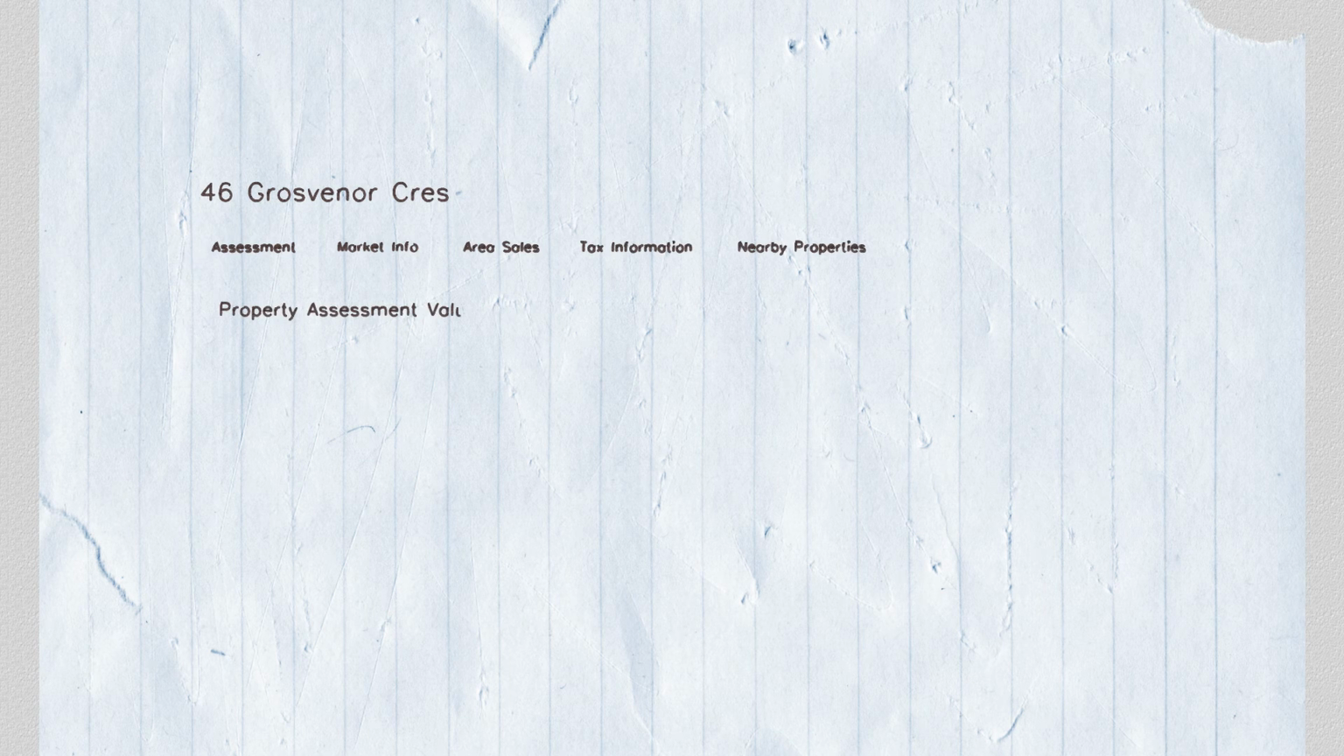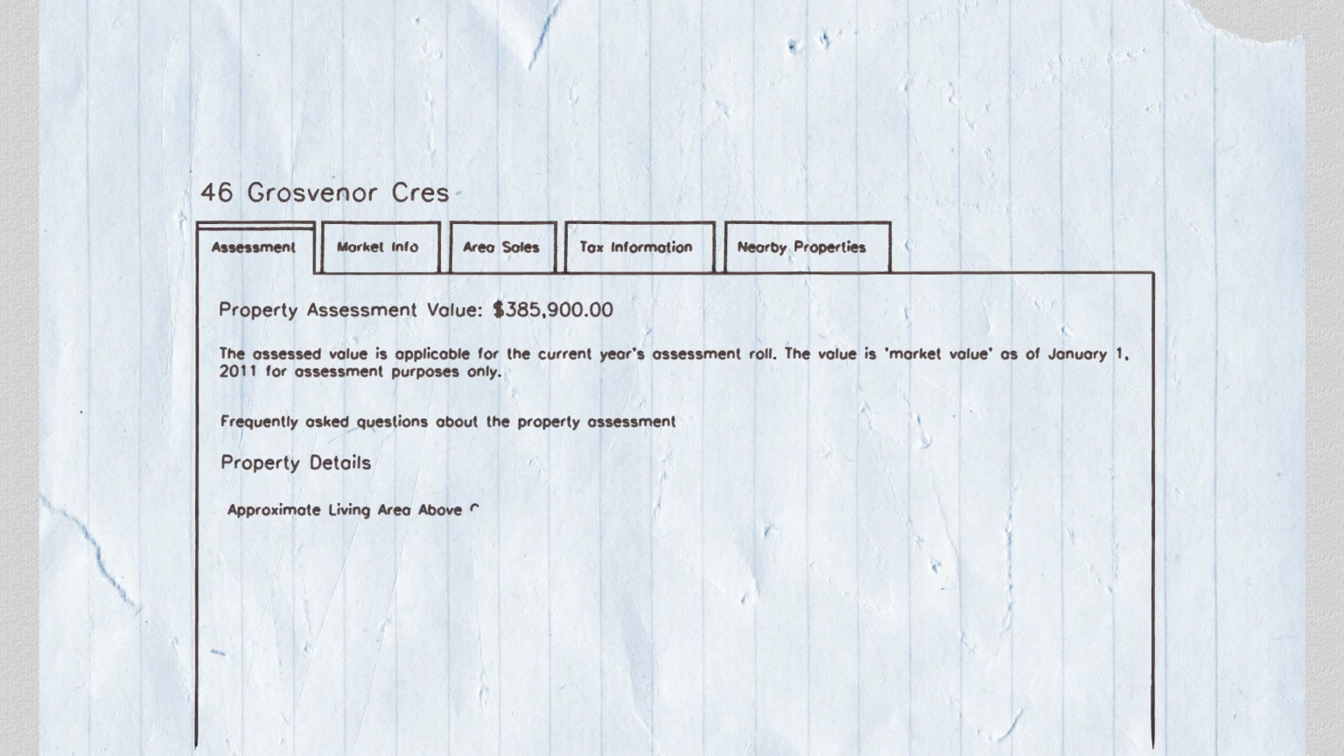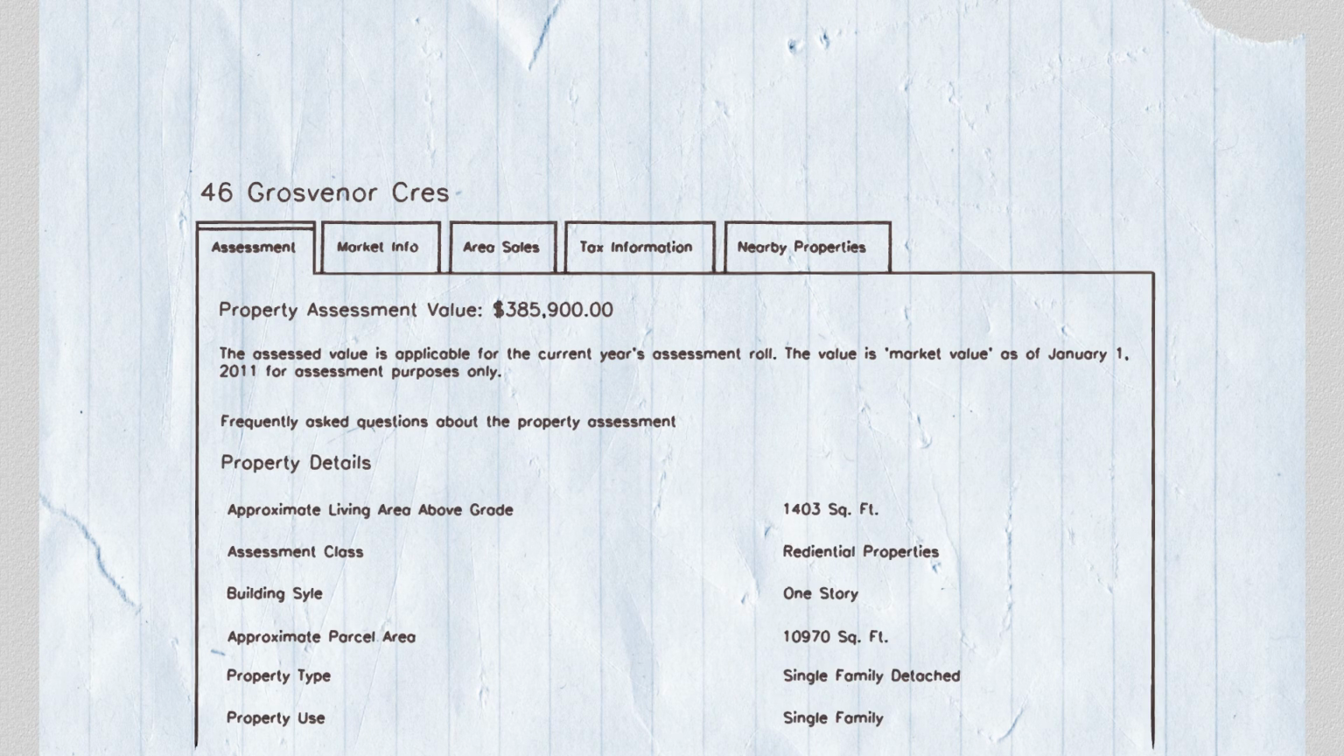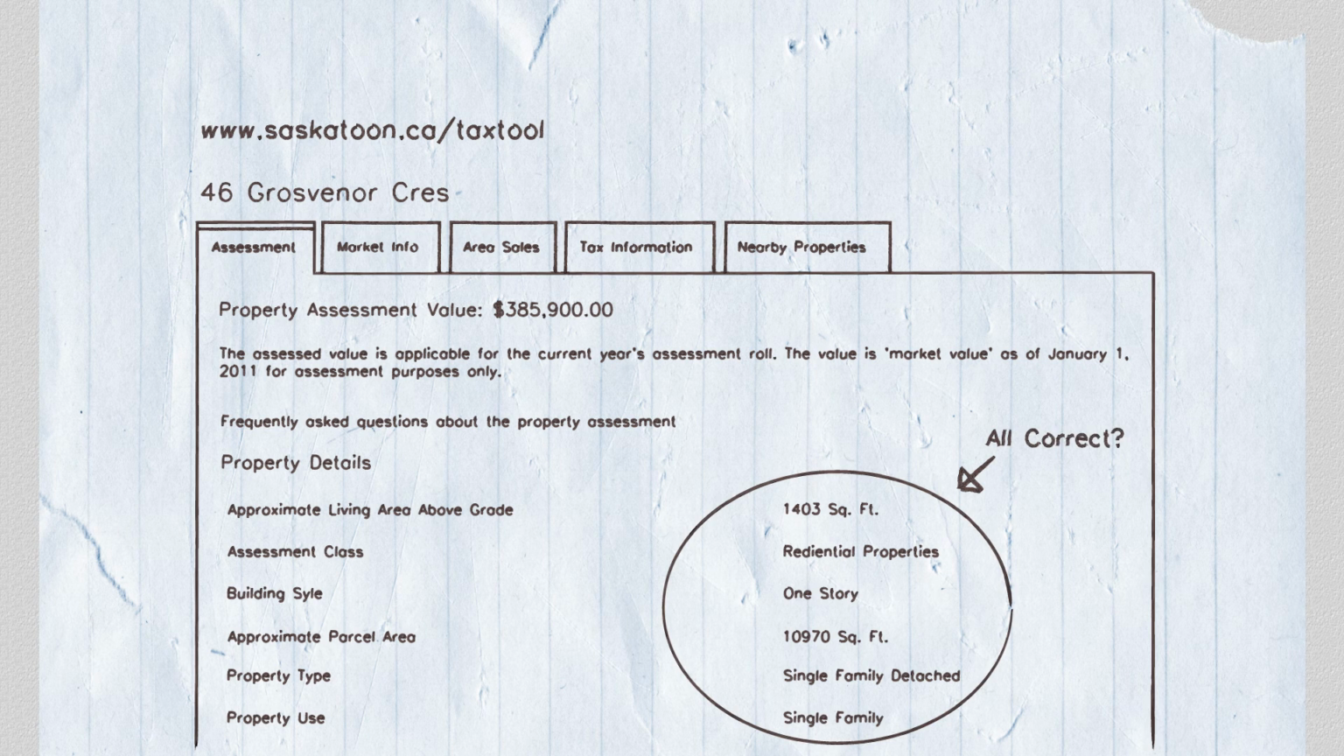The City of Saskatoon encourages everyone to review their property assessment. To get an accurate, overall picture of your residential property's assessed value, go online and try out the property assessment and tax tool found at saskatoon.ca/tax tool. You can easily compare your assessment to similar properties in your market area or neighborhood, and also check to ensure all the displayed information about your property is correct.